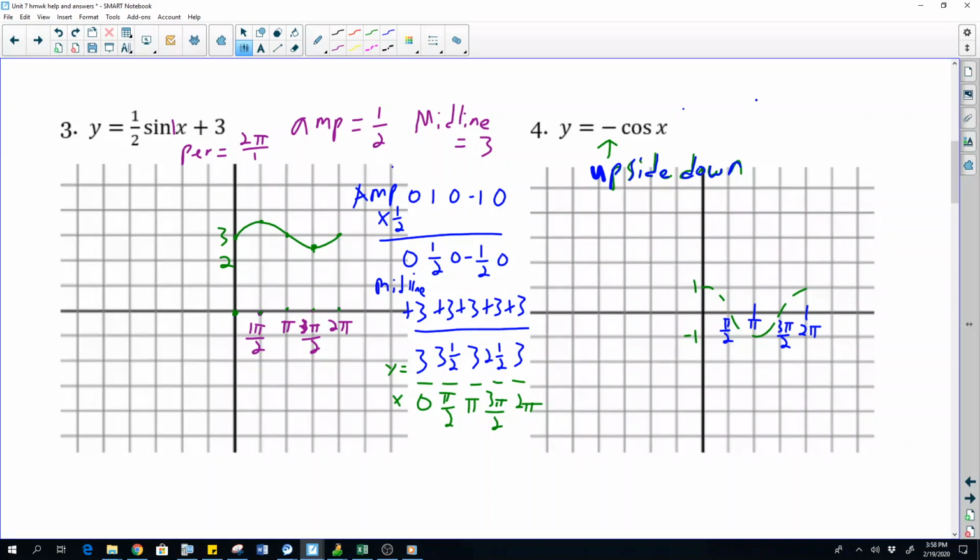So if you do take the 5 numbers of cosine and multiply it through with the negative, times it with the -1, this will become -1, 0, +1, 0, -1. So it's going to start down here at -1, and then go to 0, and then +1, and then 0, and then -1. Awesome. There's our cosine graph.